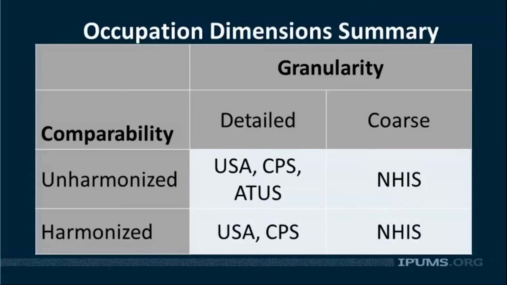This slide is simply a summary of what we've described thus far. There are 2 major dimensions researchers must consider when they're thinking about how to use IPUMS data to directly identify the health workforce using occupation. And those 2 issues are comparability and granularity. We list the projects at the intersections of these 2 dimensions.